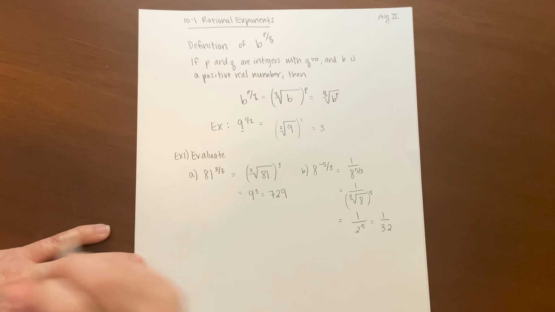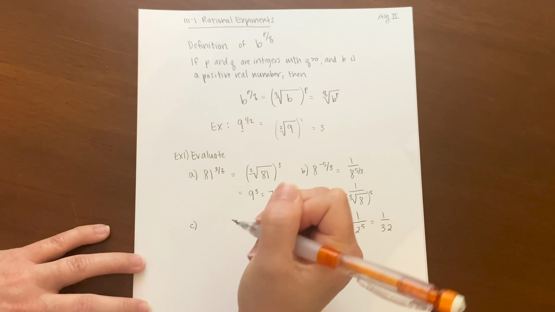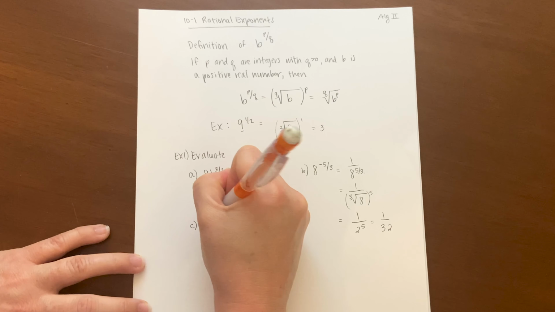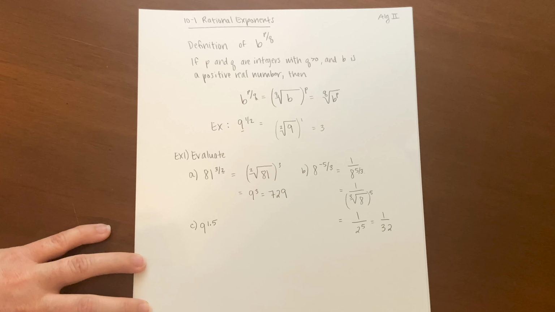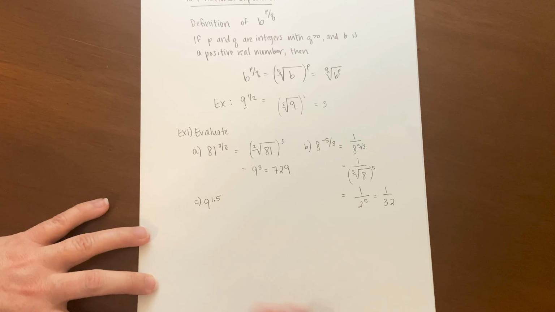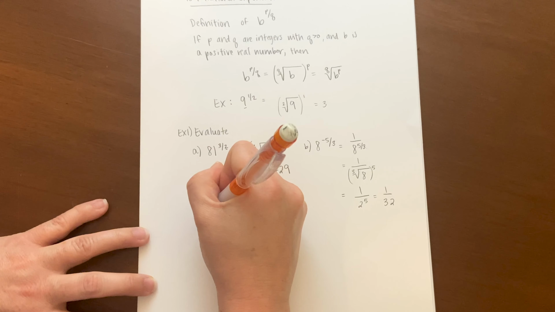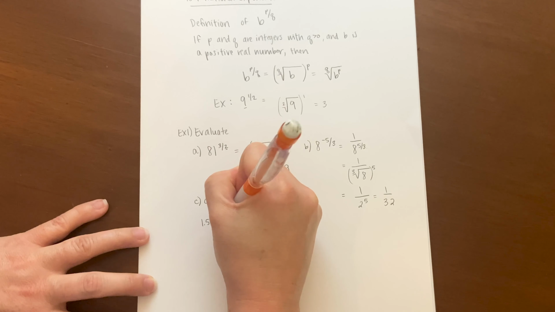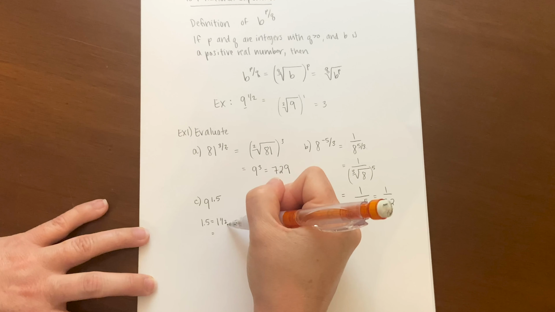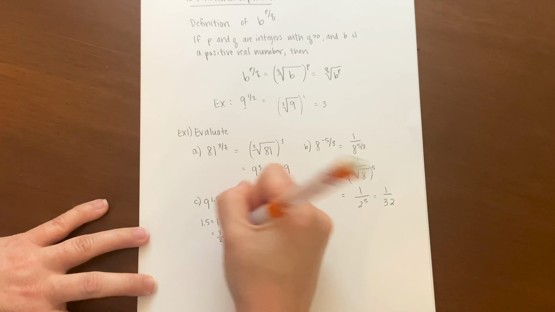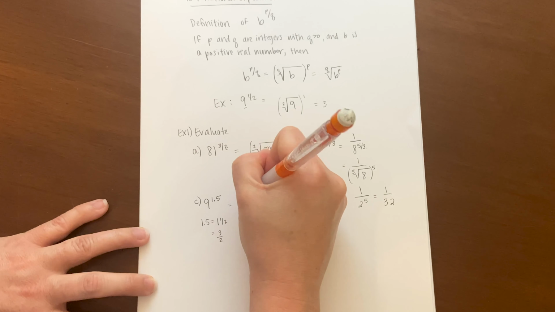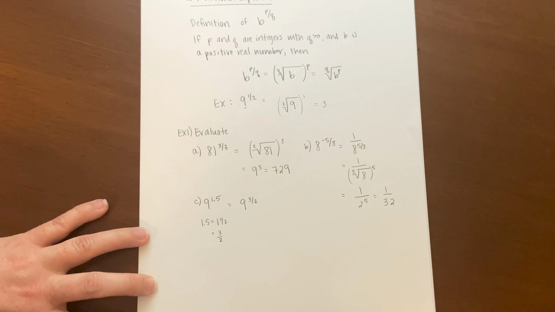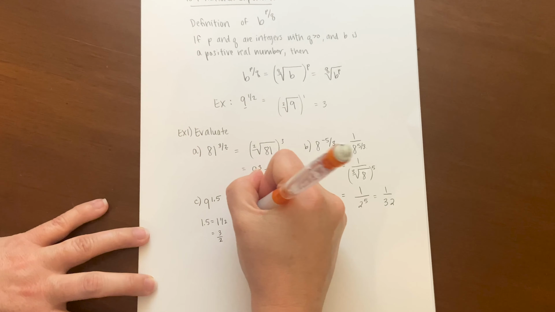Let's try one more before we move on. If we have 9 to the 1.5 power. Now, that is a decimal exponent, not a fraction exponent, but we remember that we can rewrite decimals as fractions, so we know that 1.5 is actually 1 and 1/2, and then we do 1 times 2 is 2 plus 1, so that's actually 3/2. So this becomes 9 to the 3/2 power, and then we're going to write our radical sign.